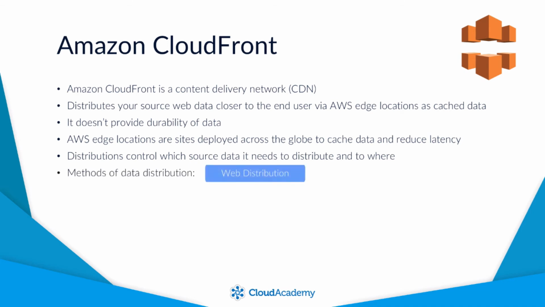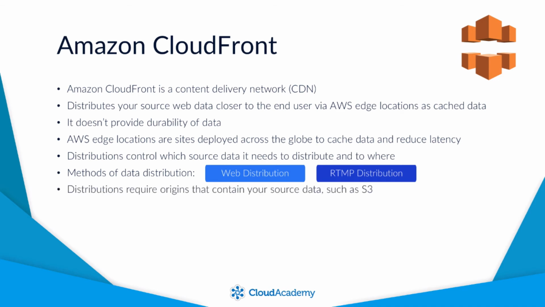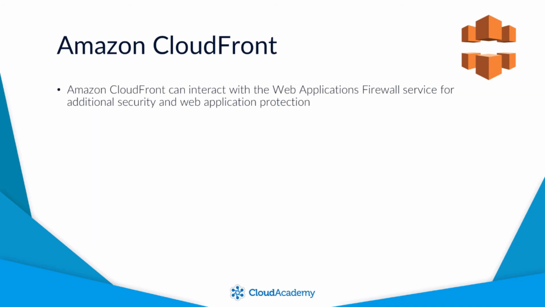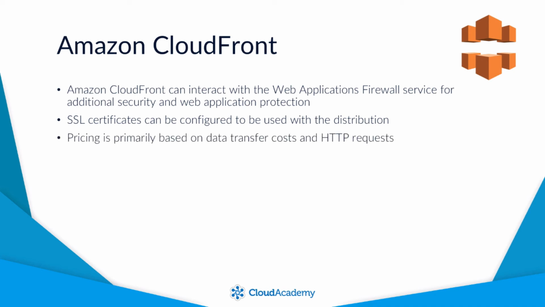CloudFront uses distributions to control which source data it needs to distribute and to where. And there are 2 delivery methods that exist to distribute data: via a web distribution or an RTMP distribution. A CloudFront distribution requires an origin containing your source data, such as S3. And data can be distributed using the following edge location options: US, Canada and Europe; US, Canada, Europe and Asia; or all edge locations. CloudFront can interact with the Web Application Firewall service for additional security and web application protection. Additional encryption security can also be added by specifying an SSL certificate that must be used within the distribution. And pricing is primarily based on data transfer costs and HTTP requests.